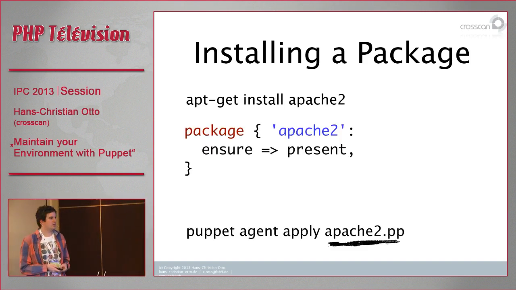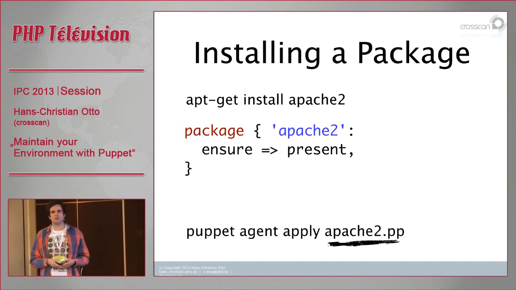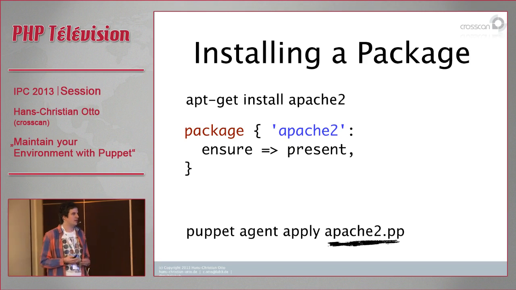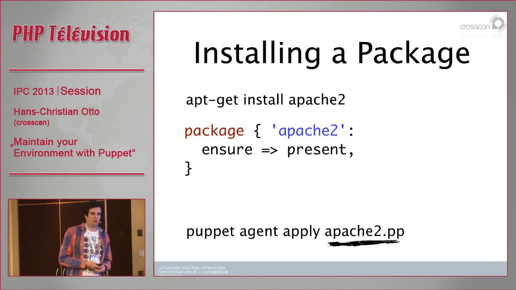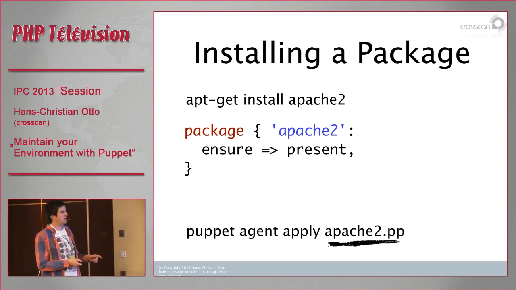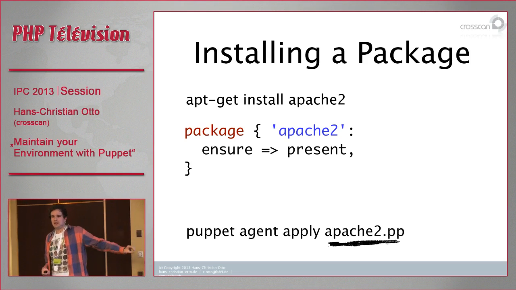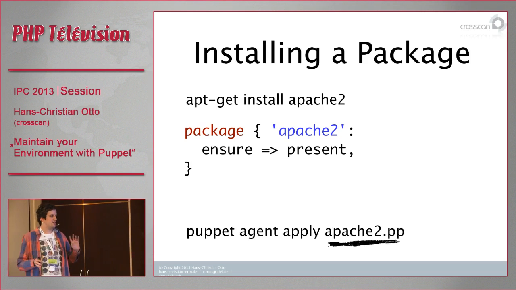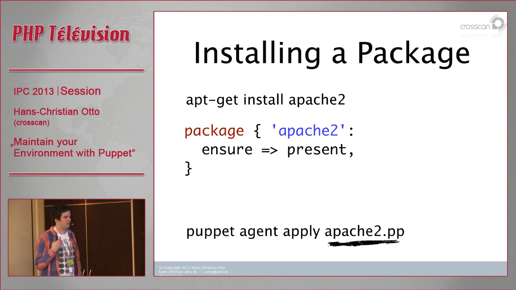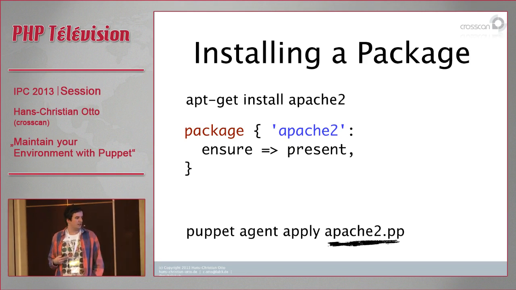If you're on a Debian or an Ubuntu machine, you normally do apt-get install apache2, or maybe aptitude install apache2, if you want to install an Apache 2 web server. With Puppet, you do puppet apply apache2.pp. This is actually a one-node setup. If you have a master-agent setup, this is all a bit different, but for getting started, the one-node setup is totally fine and way easier.